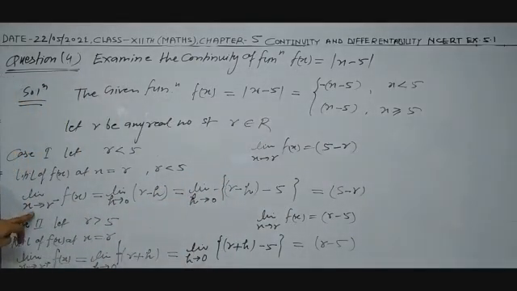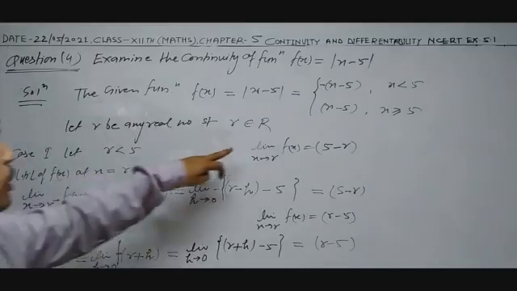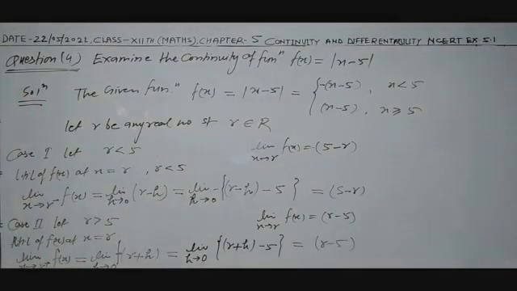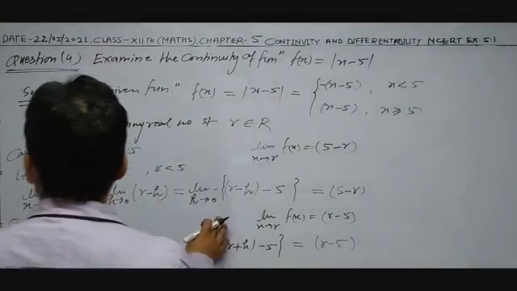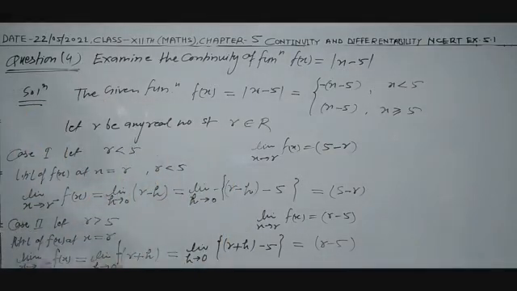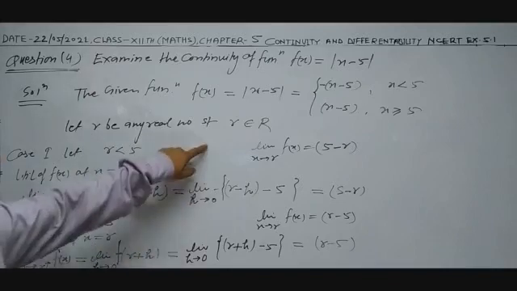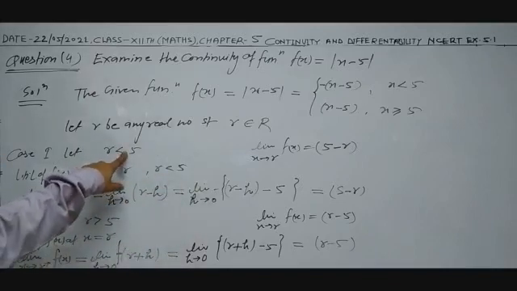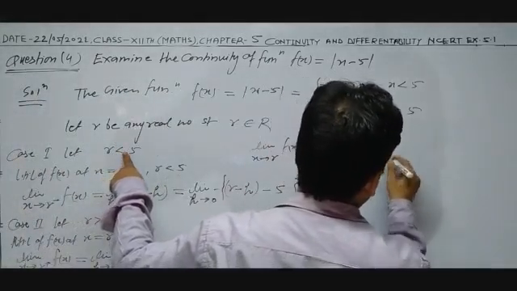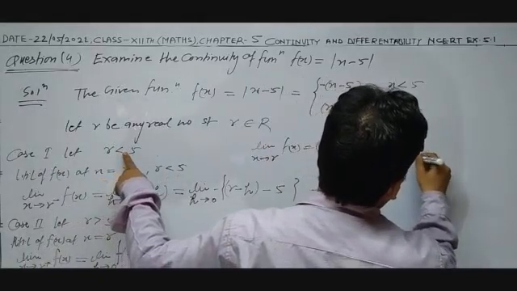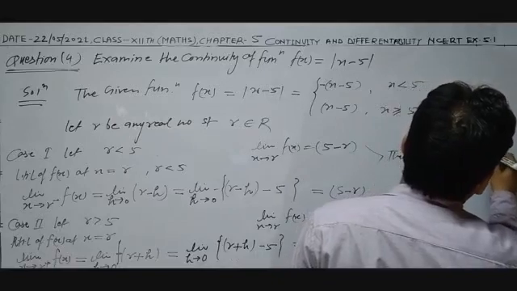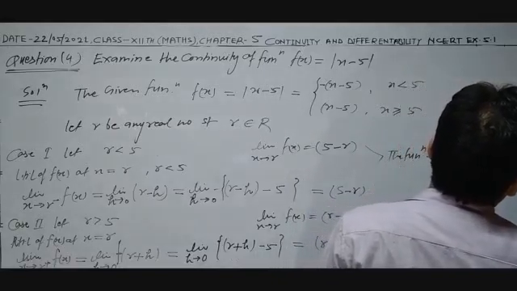So in both cases, the left hand limit is equal to 5 minus r, and the limit as x tends to r of f(x) is r minus 5. These two values are equal, so the function is continuous for r less than 5. From these two terms, this shows that the function is continuous for r less than 5.